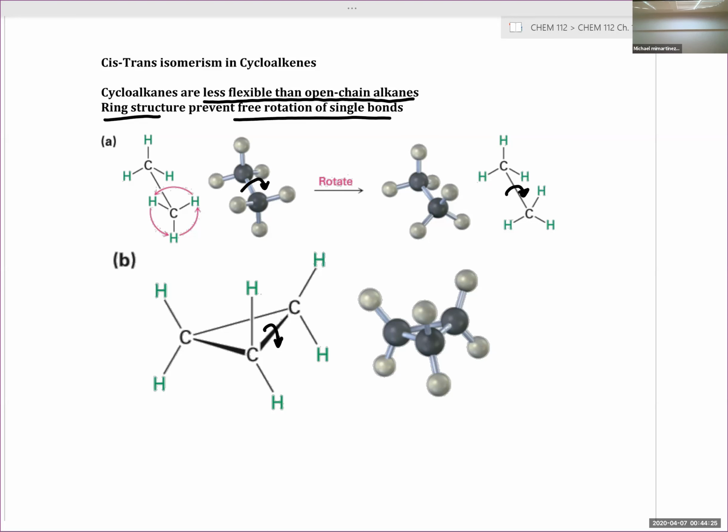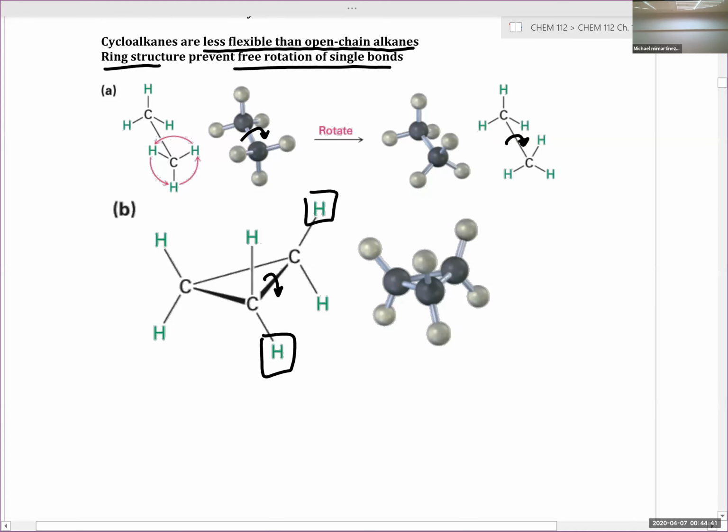And as a result, when we think about our substituents, the relative location of our substituents in a cyclic system is a lot more fixed. So the main thing I want you to take away from this demonstration with our model kit is that cyclic systems are more rigid. However, there are still multiple accessible conformations.